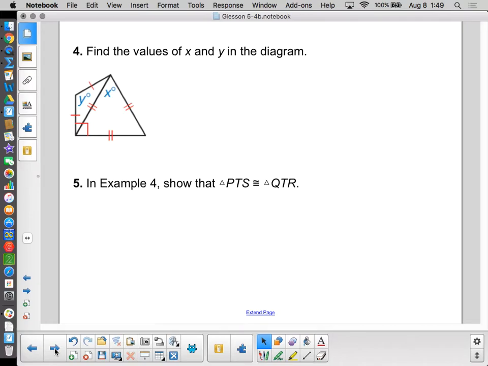Find the values of x and y in this diagram. Now, you're probably looking at this going, well, wait a minute. How can I possibly do that? I don't have any numbers in this picture. How can I find the values of x and y? You're right. We don't have any numbers in this picture. None at all. Whatever can we do? But what do we have?